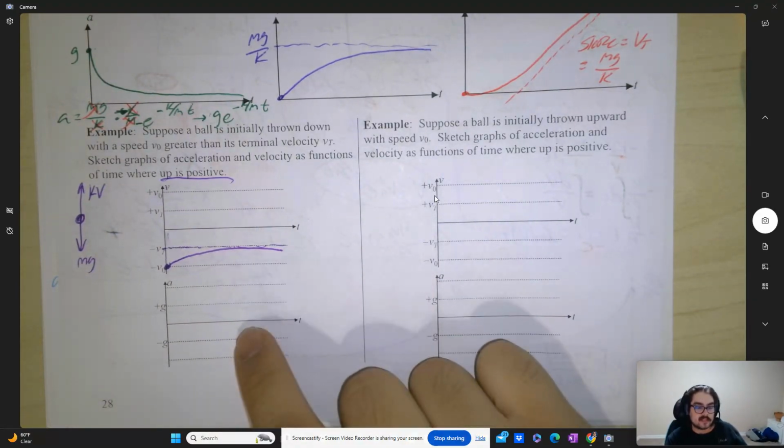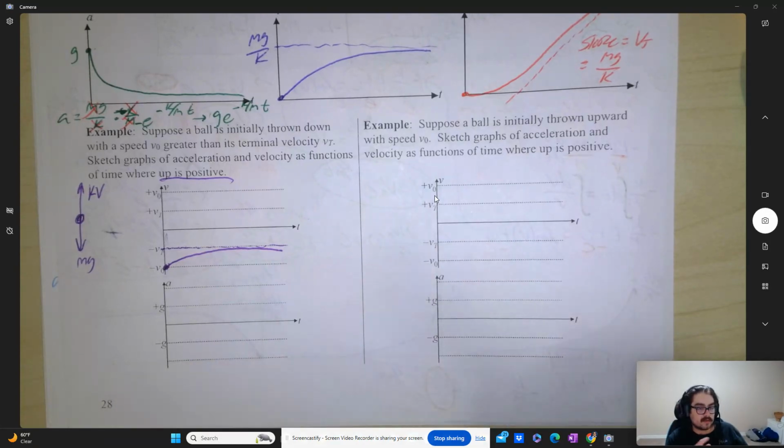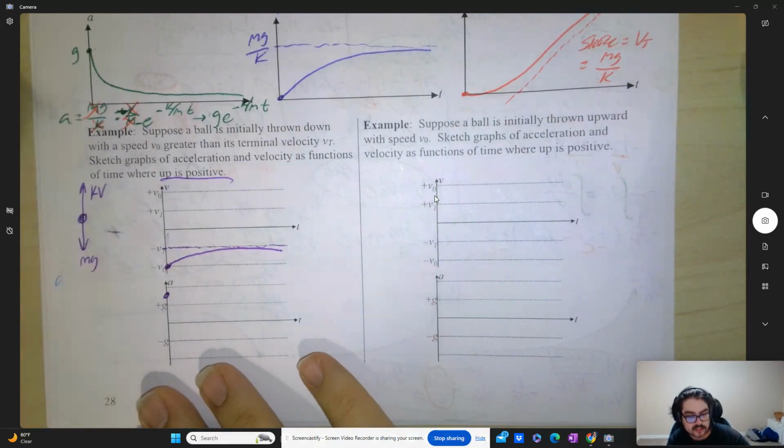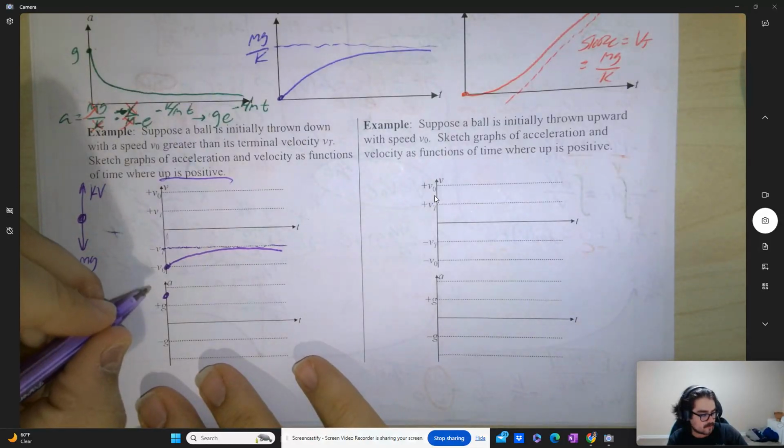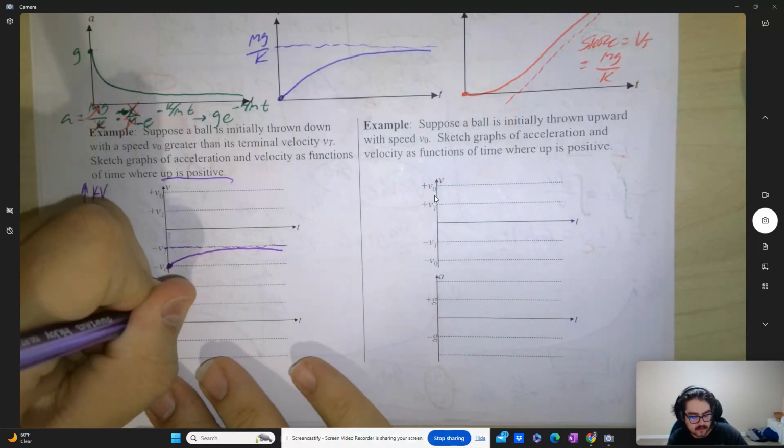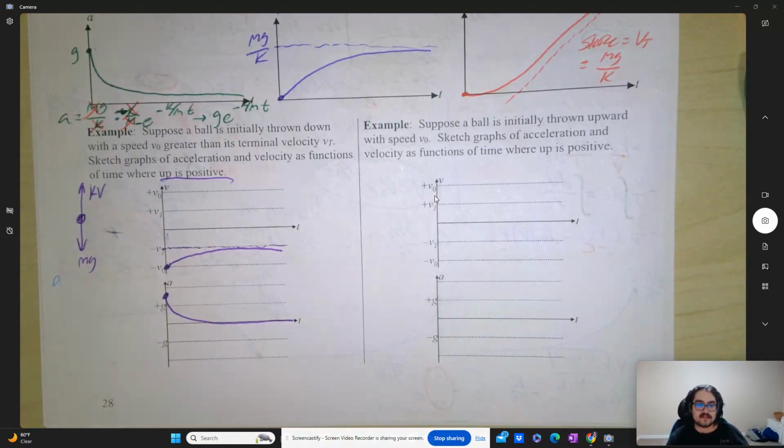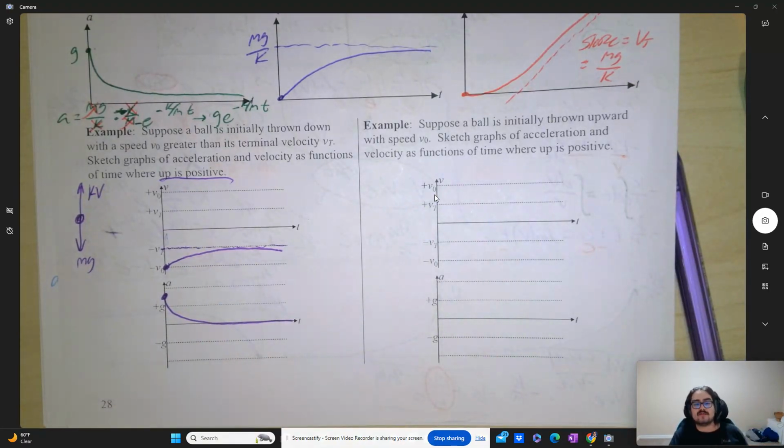Now, for the acceleration, I'm going to show you what it's like first, and then I'm going to tell you why it's like that. You actually start out with an acceleration that's greater than the magnitude of g, and then it flattens, it goes like that. It asymptotically approaches zero. And it should make sense as to why it asymptotically approaches zero, because when you hit terminal velocity, there's no acceleration. When you hit terminal velocity, you're done accelerating. So then acceleration is equal to zero.